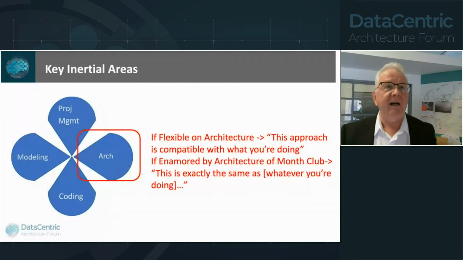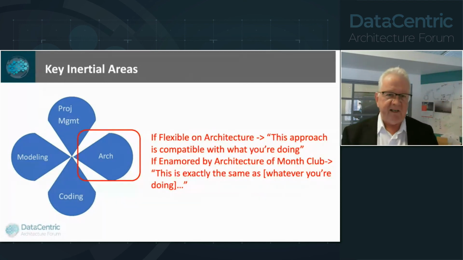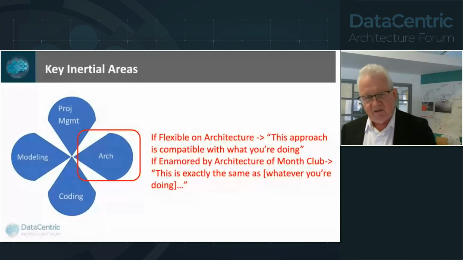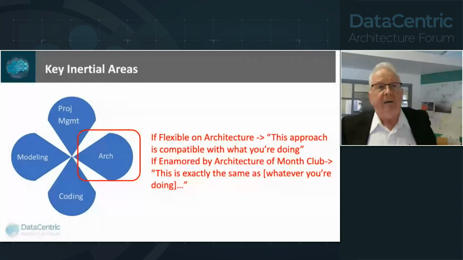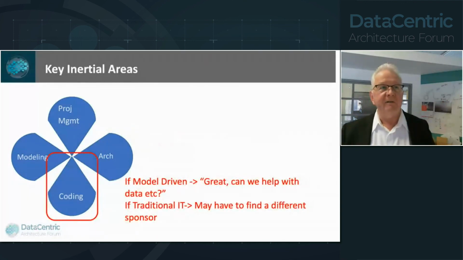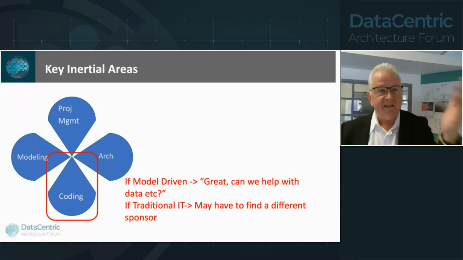If people are flexible on their architecture, everybody's got tons of architecture and they've just invested a whole bunch of money in something. If that has momentum and is moving and is not wildly off course, just bump it a little bit and say, yeah, if we added a semantic model to whatever you just bought, Denodo or Snowflake or something, I think you could get there. If they've got the Architecture of the Month Club, this is what you've been doing. And finally, the whole coding world. If they're already model driven, which is highly unlikely, let's help with that.